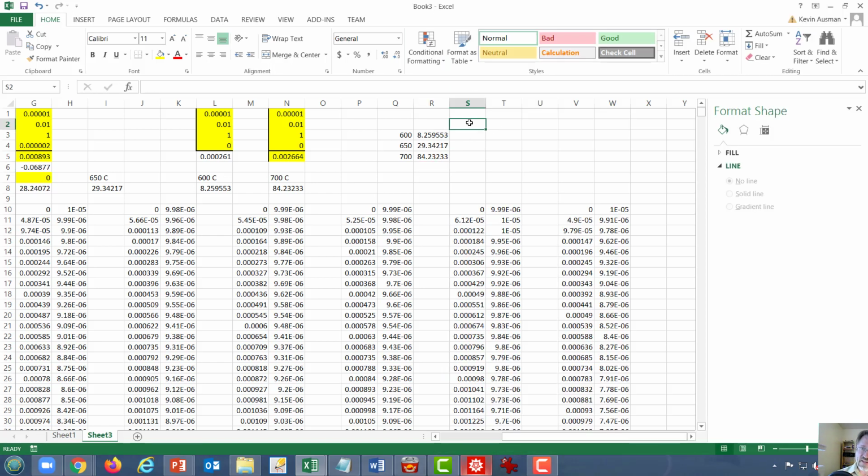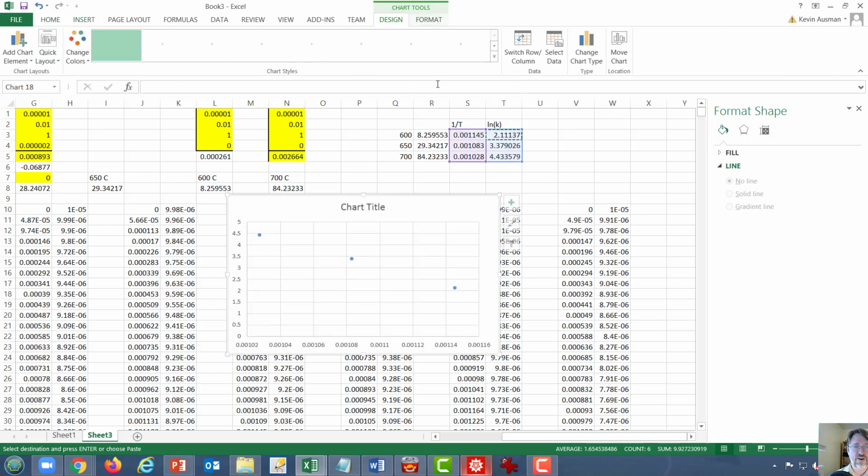So we need natural log of k. Actually, we're going to do 1 over T first, and natural log of k second. So 1 over T equals 1 divided by, open parentheses, converting to Kelvin, 273.15, plus our temperature, close parentheses, enter. We copy that formula down here. We have them all done. This equals the natural log of k. Copy that down here. And now make a plot of this, scatter.